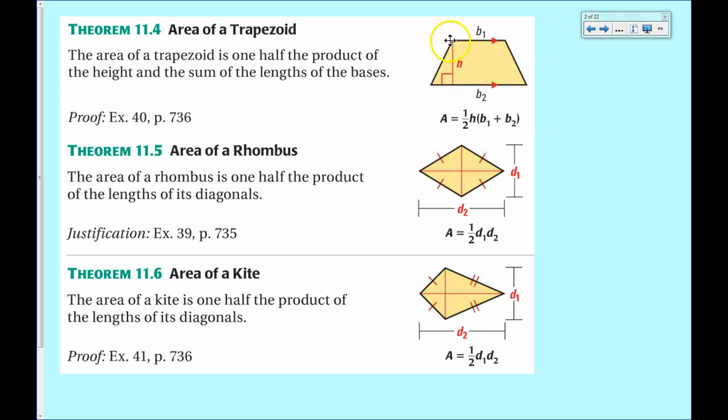This one's a little bit of a throwback. You should remember that the area formula for a trapezoid is 1/2 times the height of it as drawn on an altitude times the sum of the two bases together.